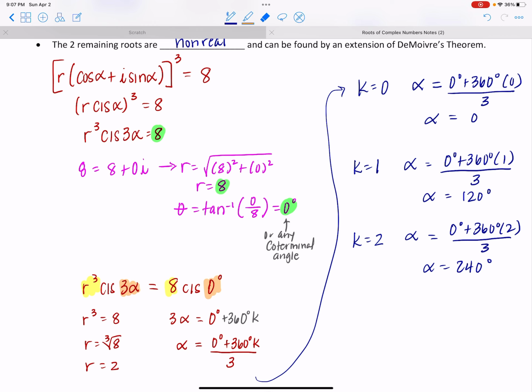We'll always start at 0, and we're always going to stop at 1 less than the root that we're looking at. And I meant for that to be, our root that we're looking at is 3. So I'm going to go 0, 1, and 2. If our root was 4, I'm going to go 0, 1, 2, and 3. If our root was 5, 0, 1, 2, 3, and 4, and so on. Okay? So these are my alphas.